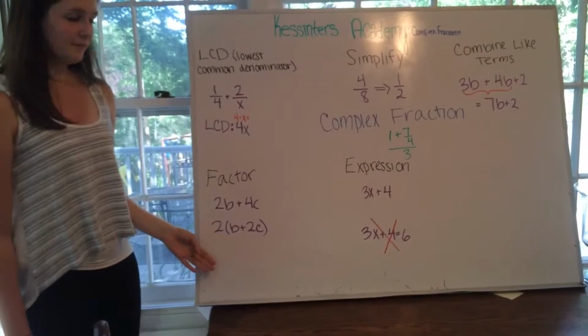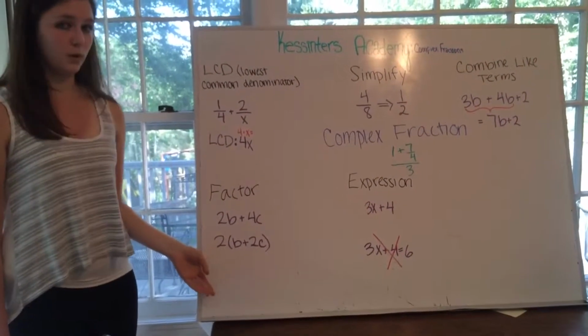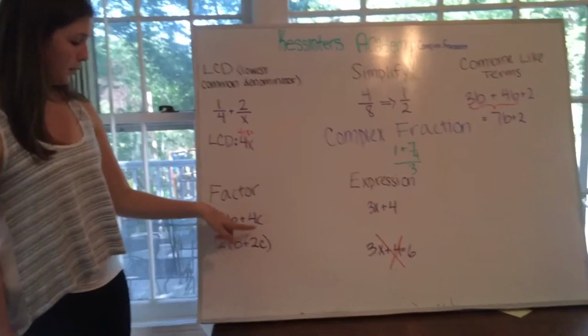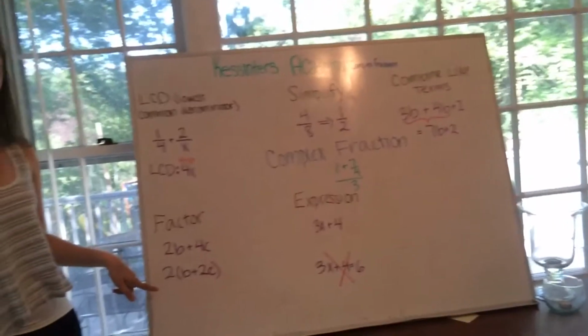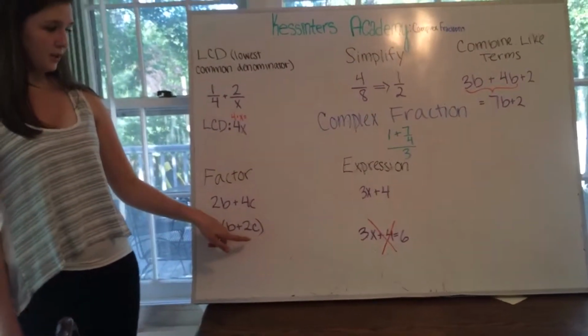Next, we have factor. Factor is when you make the most important operation, multiplication. You can do so by pulling out a common factor, in this case 2, and making it multiplication. So 2 times the quantity of b plus 2c.